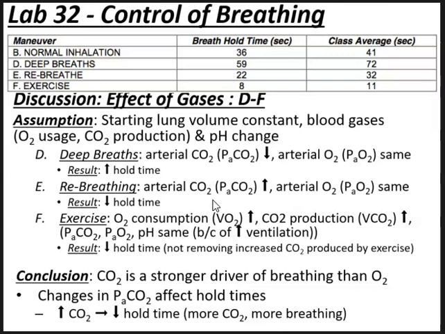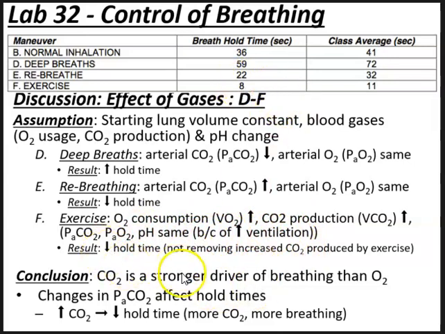primary driver for ventilation. Now with exercise, we saw this in the beginning of the semester. With exercise, the individual increases their oxygen consumption through an increase in ventilation, and also has an increase in carbon dioxide production. Now, we can see that arterial carbon dioxide, arterial oxygen, and pH levels basically stayed the same because of an increased ventilation. However, we did see a decrease in breath holding time.